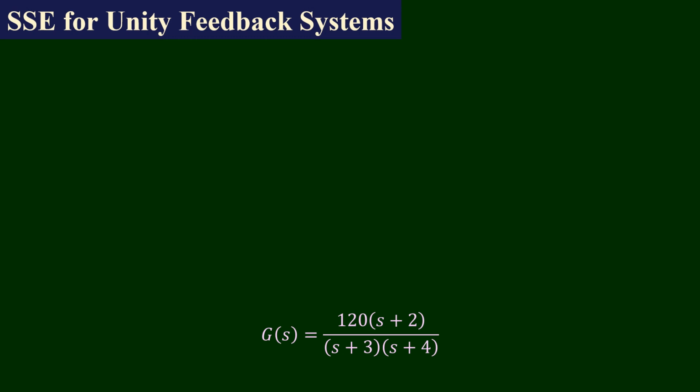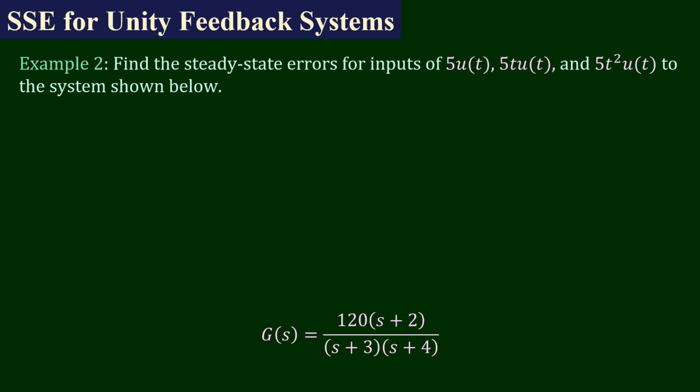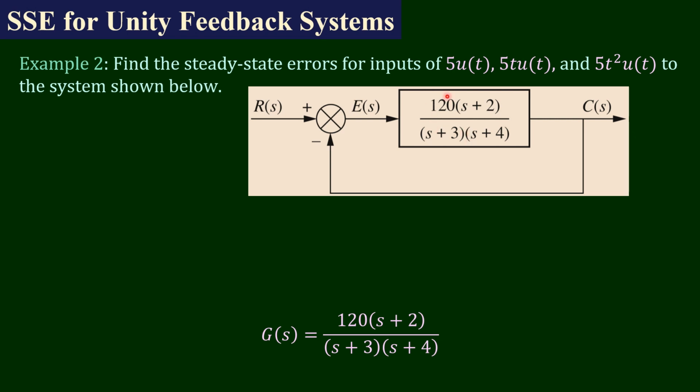Here we will discuss one example. In this example, the input signals are of 3 types: a step type of signal, a ramp type of signal, and a parabolic signal, and the system is here. If we see there is no pure integrator, this means it is a type 0 system. So for a 5 u(t) input signal, if the closed loop is stable, then there will be a constant steady state error. But for the other two signals, the steady state error will be infinity.